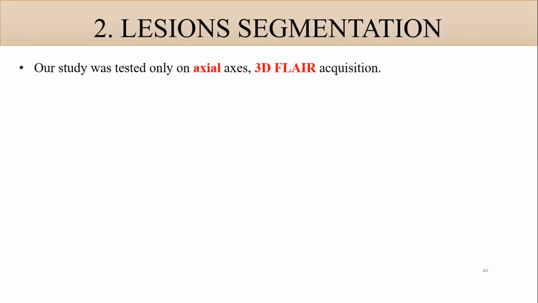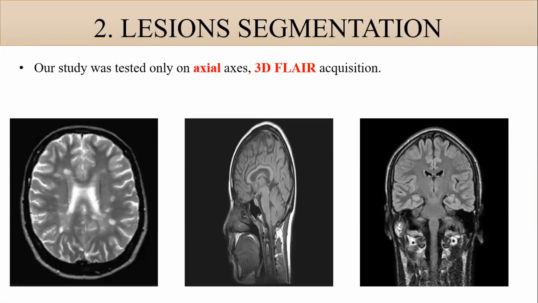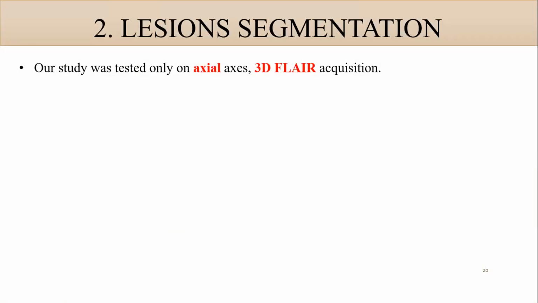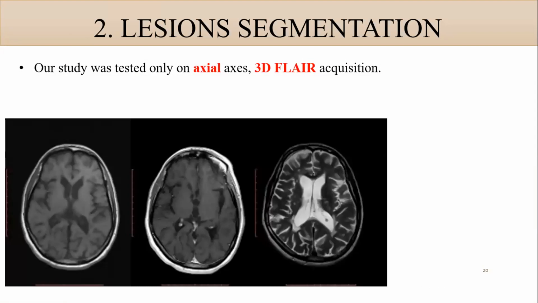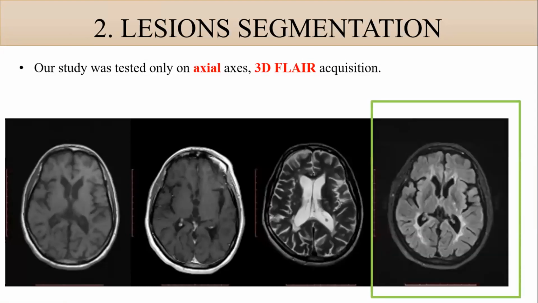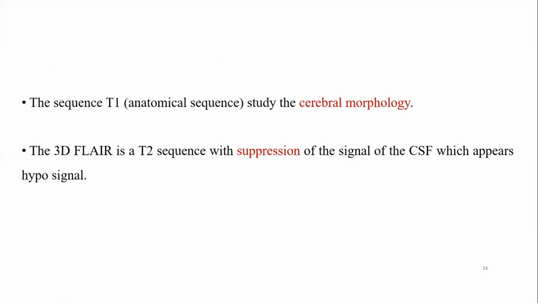This segmentation is to delimit and differentiate brain tissue and any other pathology, like white matter, cerebrospinal fluid (CSF), gray matter, and lesion. In this image, we have no skull bone, no skin, and no fat. Let's start the lesion segmentation. Our study was only on axial 3D FLAIR acquisition. Here we have the axial, sagittal, and coronal acquisition: T1 with gadolinium injection, T2, and here we have 3D FLAIR. And this is the axis we will choose. Sequence T1 is an anatomical sequence that studies the cerebral morphology. The 3D FLAIR is the T2 sequence with suppression of the CSF signal.